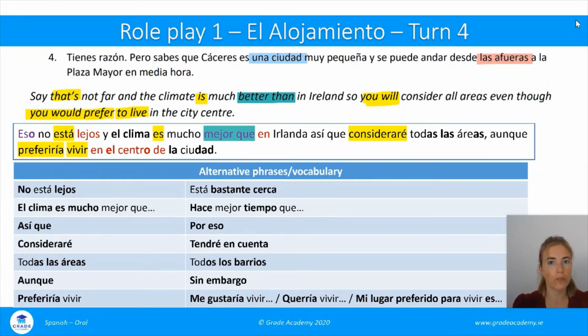Todas las áreas could be substituted with todos los barrios. Notice though, todos and todas, you need to make sure it agrees with either las áreas or los barrios. Aunque can be substituted with sin embargo. Preferiría vivir can be substituted with me gustaría vivir, querría vivir, or you could say mi lugar preferido para vivir es, and then name the place. Again, I would go with the suggested answer given, but if you find it difficult to remember certain parts of that phrase, there are alternatives there.